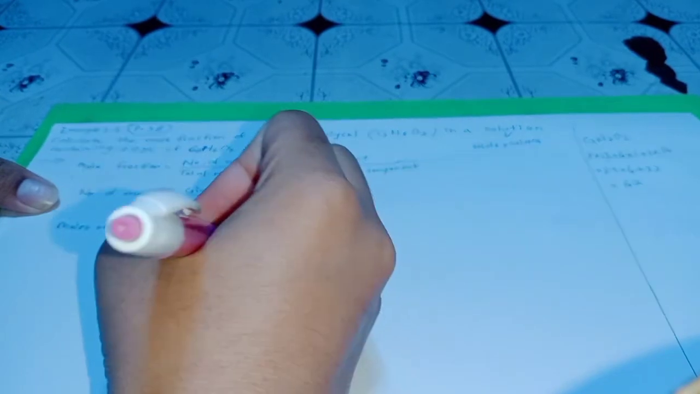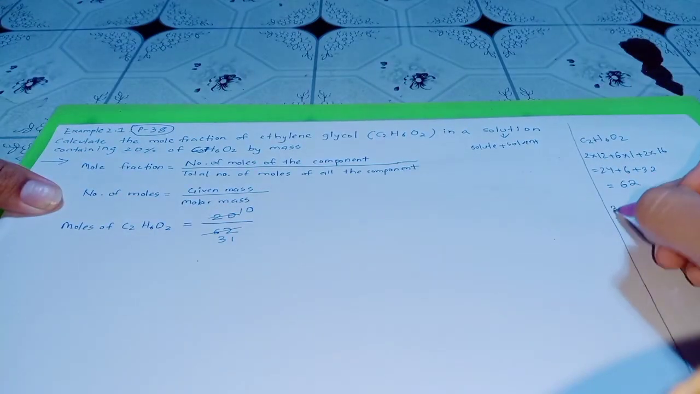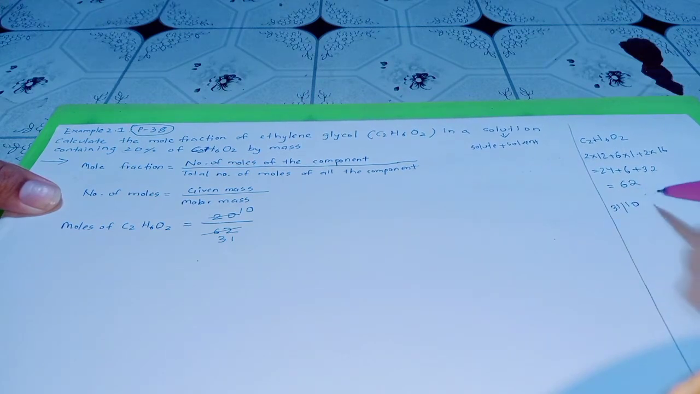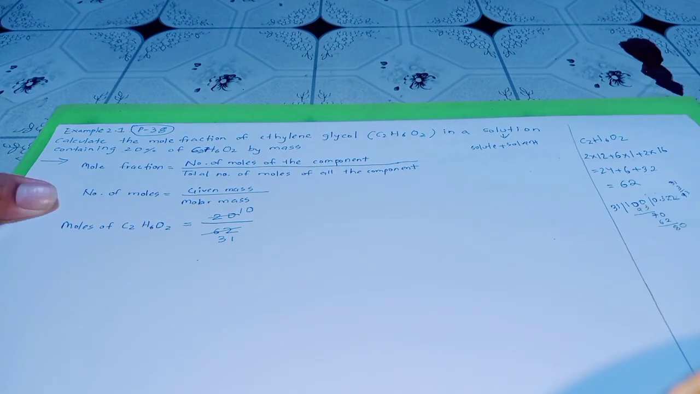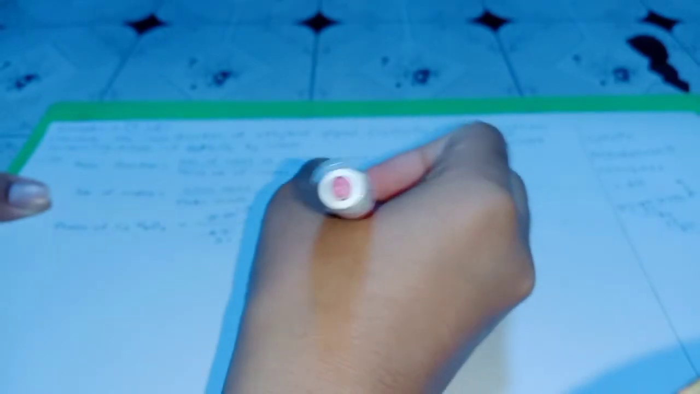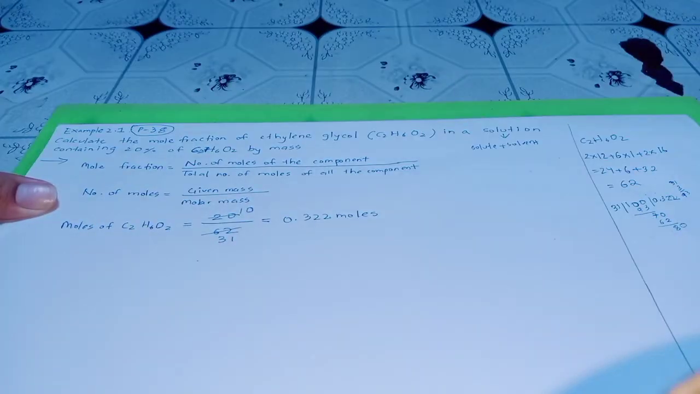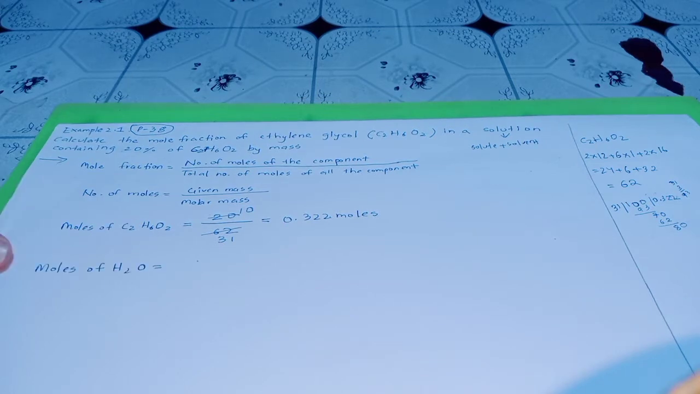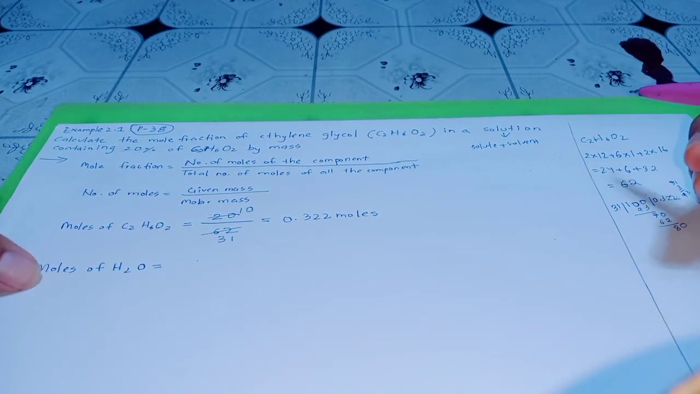If you solve it, you will get the moles of ethylene glycol as 0.322 moles. So now we'll calculate the moles of what? Water, right? So now we'll calculate the moles of H2O.